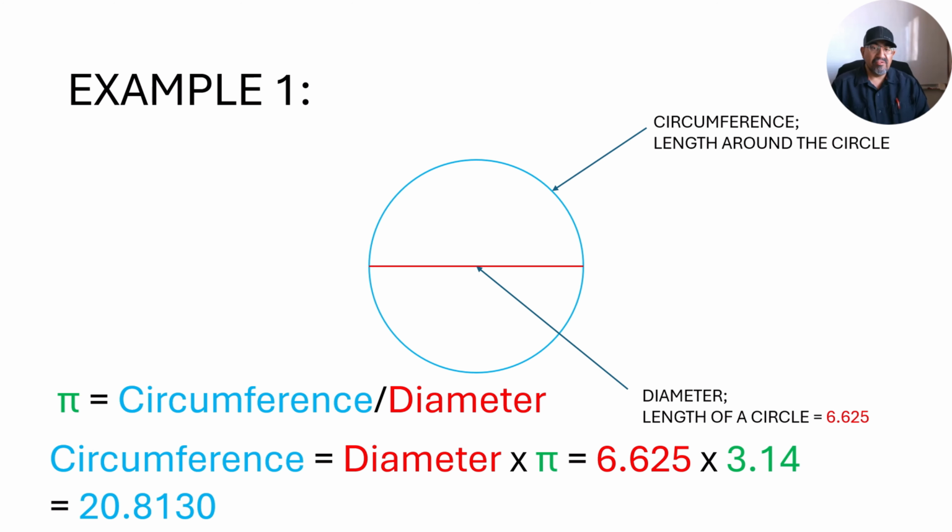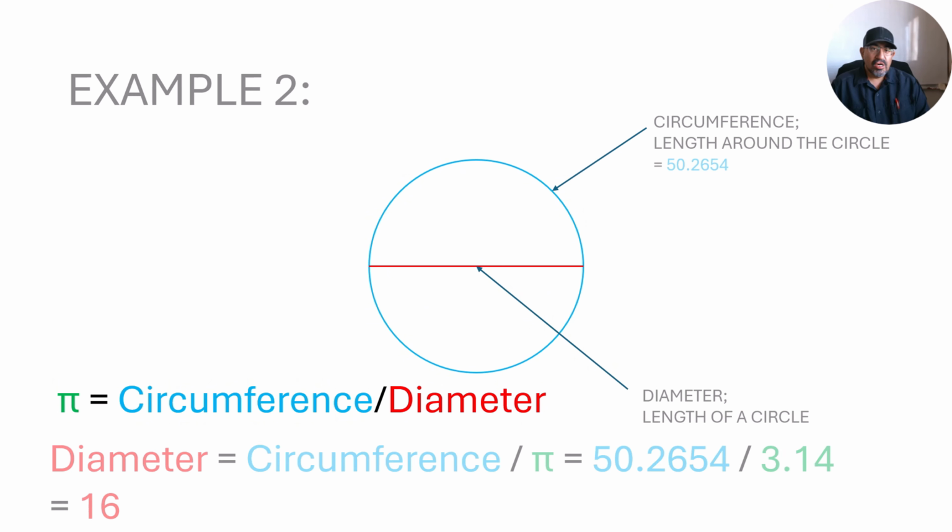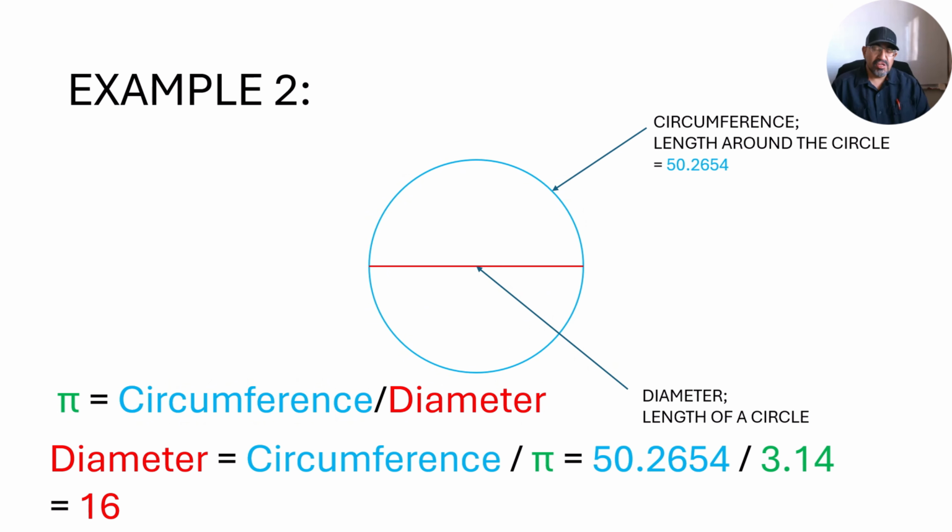Let's give another example. Out in the field, it's hard to tell if that pipe is 16-inch or 14-inch. So the way you do it is you measure the circumference, the distance around the circle, and you end up with 50.2654. Go ahead and divide that by pi, you're going to end up with 16. So now you can be more confident that you're looking at a 16-inch pipe.